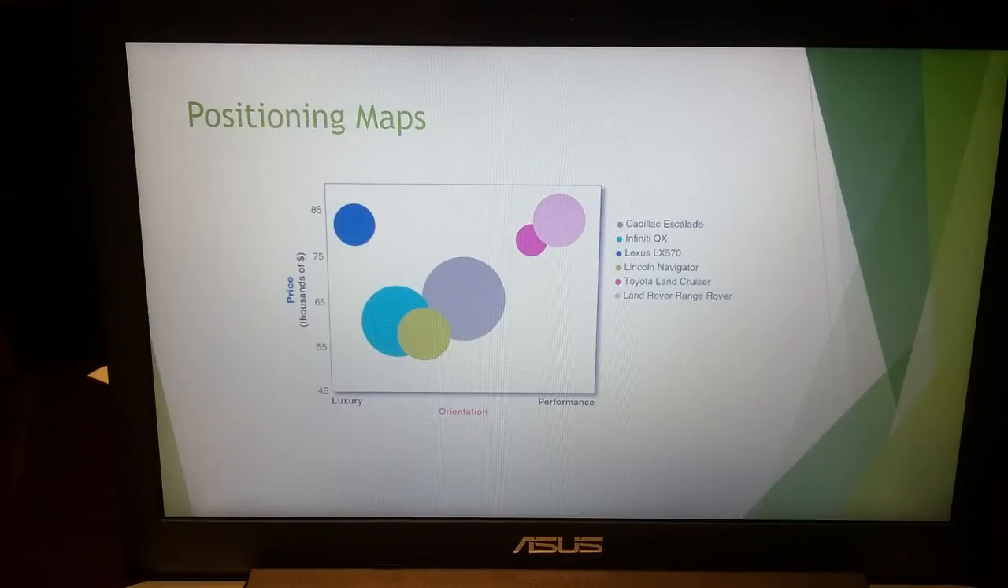So what is it that people are looking for? What we see really is that not many people are looking for performance. Most people are looking more for luxury and a relatively lower price on the car. And it gives an idea. The circles are reflective of the market share that they have. And it gives you an idea: if you're Lexus, you know that you are the high-end, high-price luxury vehicle.